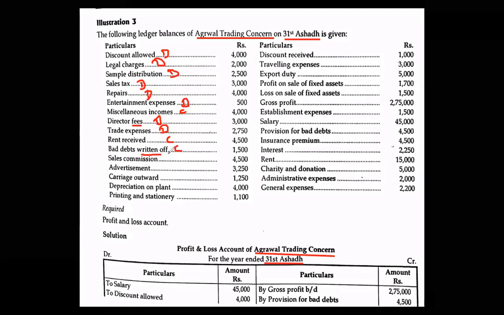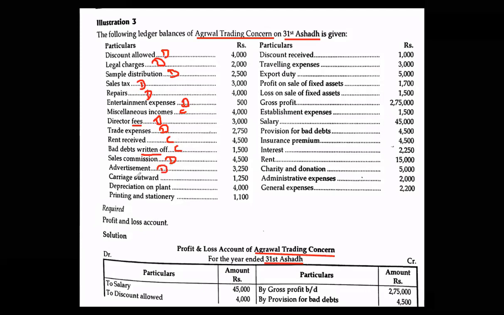Okay, sales commission. Debit. Commission means you are paying to someone. You are the owner, so you need to give commission to someone. When selling, you have to give commission to someone. That is the loss for you, that is the expenses for you. That is debit. Advertisement is also an expense.